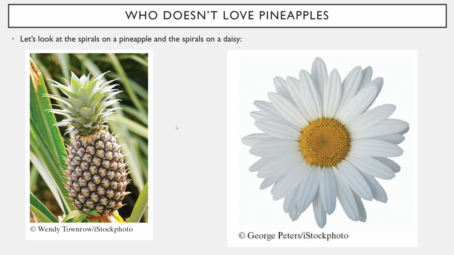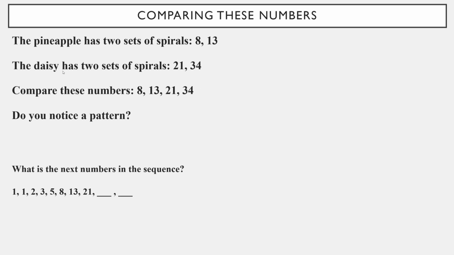So what's interesting, when you look at those numbers, remember we have 8 and 13, 21 and 34. When you compare these numbers, if you put them in order, do you notice a pattern? Well, I'll help us here. If you take 8 and 13 and you add them together, you get 21. If you take 21 and the number right before it, 13, and you add them together, you get 34. This is the pattern. The pattern is that a number is the sum of the 2 numbers before it.